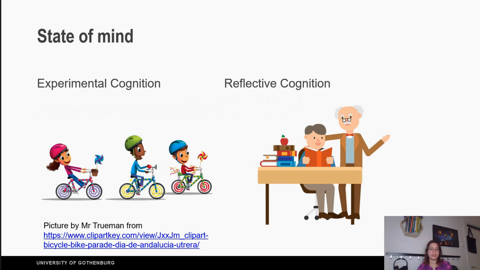Cognition. There are two types of cognition: experiential cognition and reflective cognition. Experiential cognition is related to actions that we do that need no or minimum mental effort, while reflective cognition is related to actions that need more mental effort.